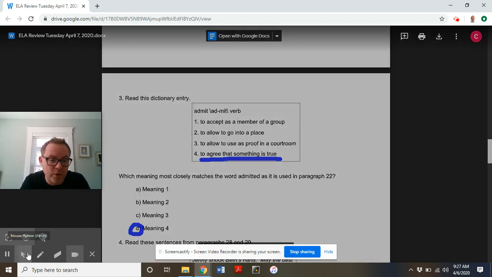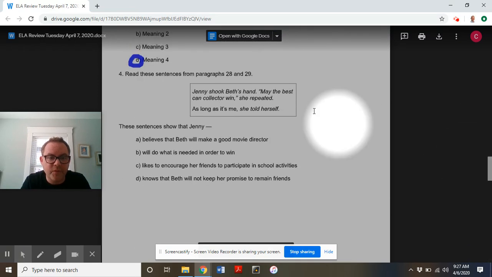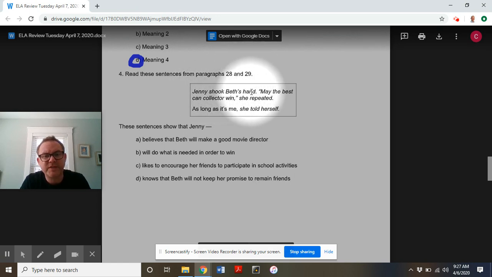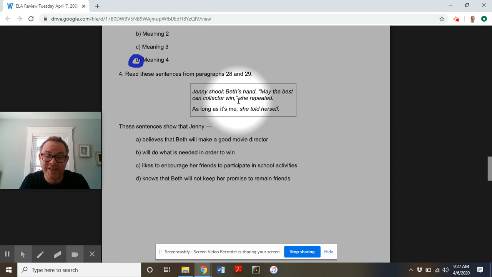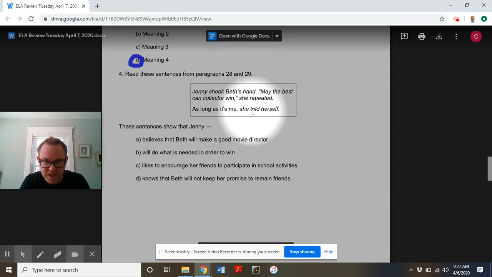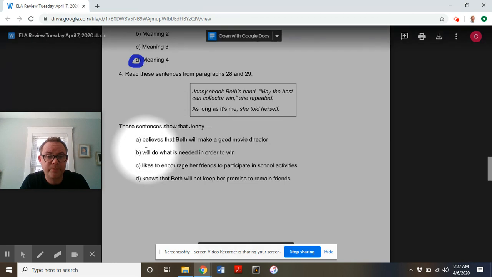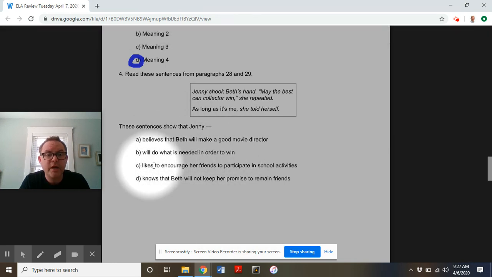Number 4, here we go. Read these sentences from paragraphs 28 and 29. "Jenny shook Beth's hand. 'May the best can collector win,' she repeated. 'As long as it's me,' she told herself." These sentences show that Jenny believes that Beth will be a good movie director, will do what is needed in order to win, likes to encourage her friends to participate in school activities, or knows that Beth will not keep her promise to remain friends. Which of these best proves the dialogue, let's say there?